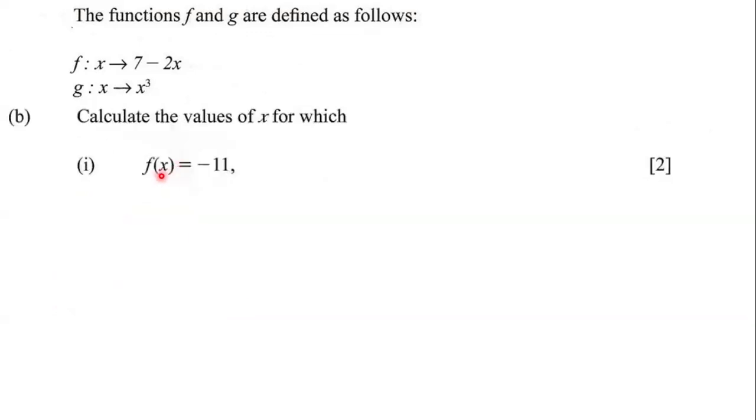Next, we have f of x is equal to negative 11. So what is f of x? Well, f of x is equal to 7 minus 2x. And so we have 7 minus 2x is equal to negative 11. And so what does that mean? Well, that means that we have to solve for x.